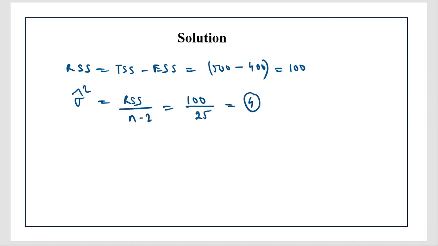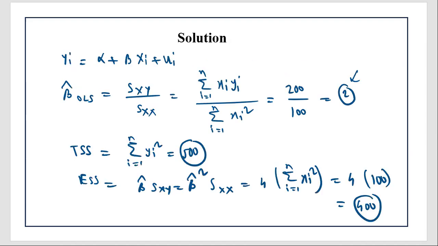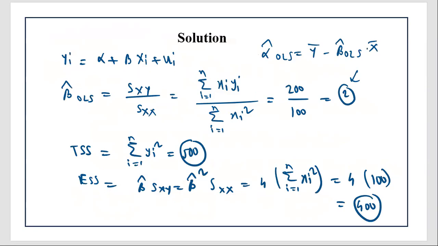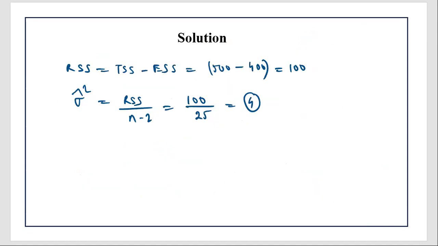Now in this problem, you can simply find out alpha cap OLS as well. Y bar minus beta cap OLS into X bar. Now see, the Y bar value is given to you here, the X bar value is given to you, and the beta cap OLS value is also given to you. You can just put this here and solve the value, right? This you can consider as your homework. There is nothing to show here. Just put the values and solve what will be alpha cap OLS, right?